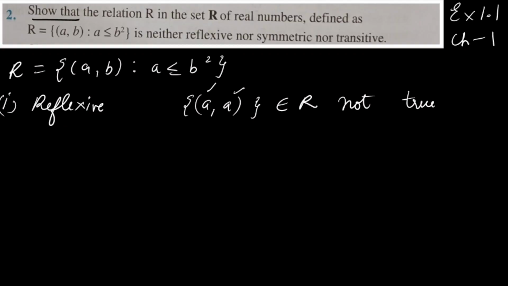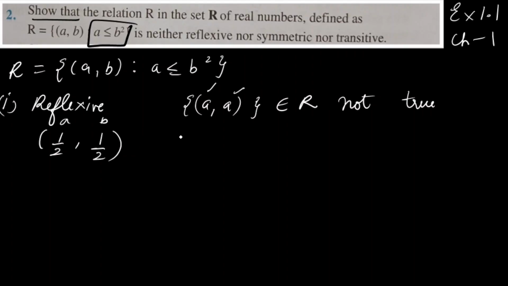Let us do this question with the help of one example. We will not take normal numbers here because they have mentioned real numbers, so let's take some fractions. Suppose I have the ordered pair (1/2, 1/2). We know 1/2 is also a real number. Now let's check whether the relation is satisfied. The relation is a ≤ b². The first element is a, the second is b.